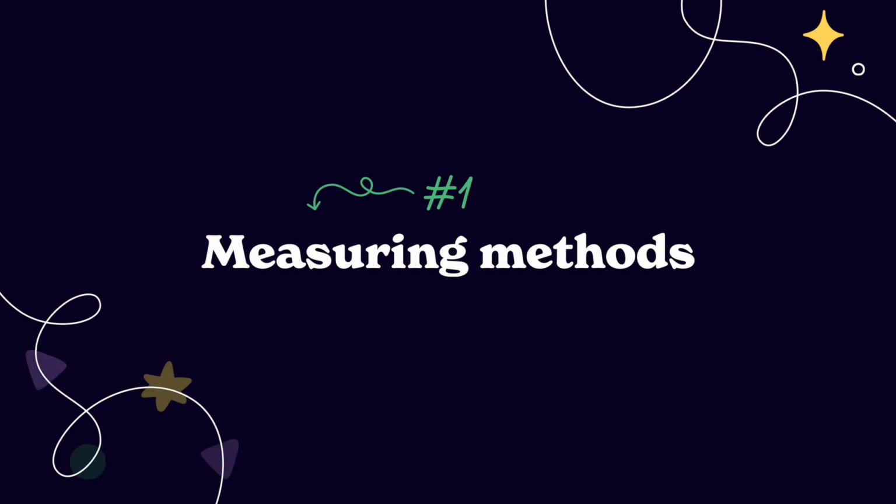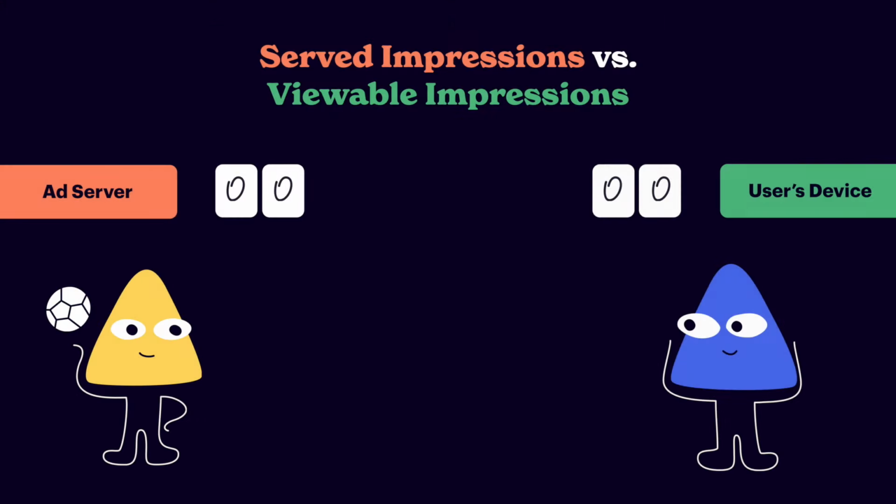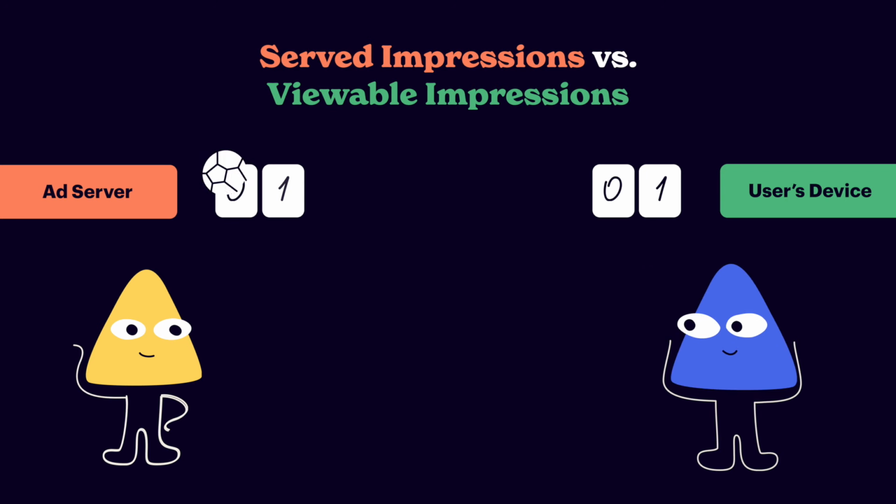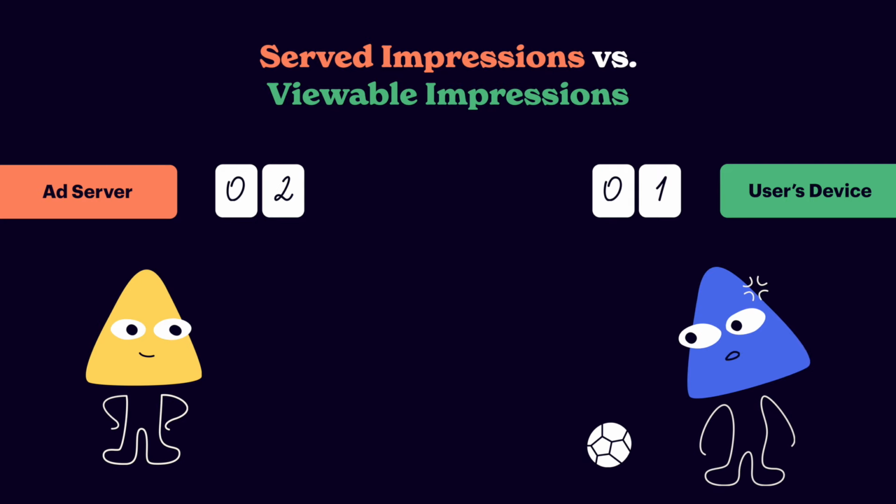The first issue is using different measuring methods. Publishers and advertisers use different tools for running ad campaigns. Those tools can have similar metrics but measure them very differently. For instance, let's take a look at what may count as an ad impression. Some tools count served impressions. The count adds up when the ad server pitches an ad to a website. Other tools count viewable impressions. They are counted only after the website catches the ad and it shows up on the user screen.